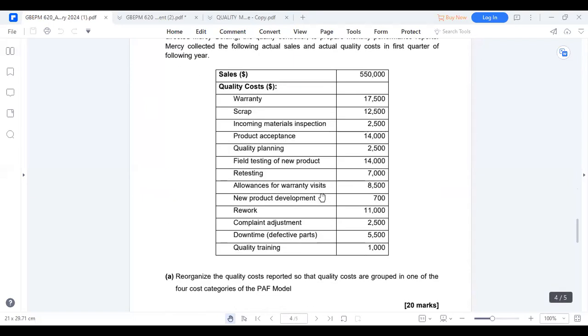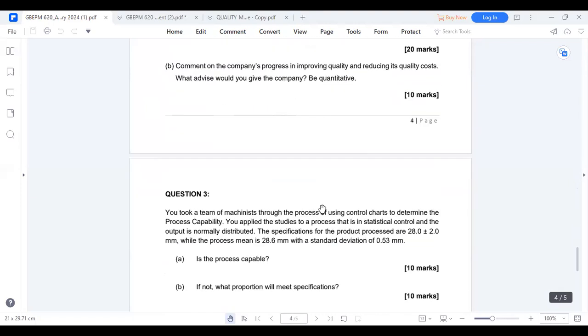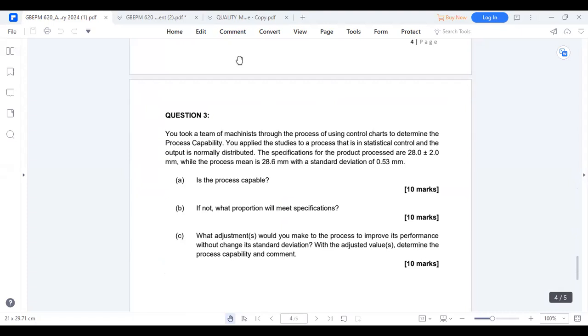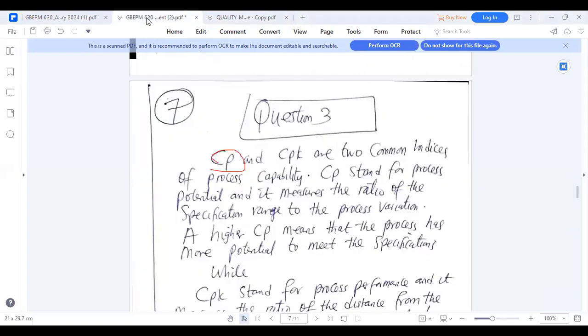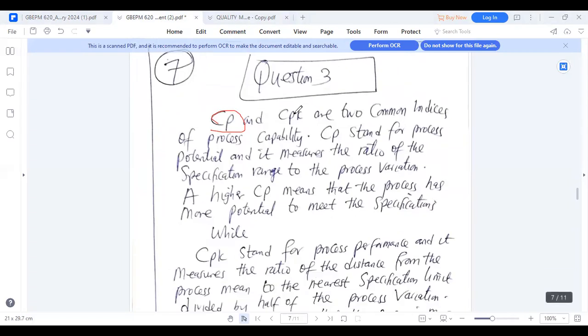So this is just about what we have here concerning question 3. For question 3, we have the CP and the CPK as the two common indices of process capability. CP stands for process potential, and it measures the ratio of the specification range to process variation. A high CP means that the process has more potential to meet the specification.